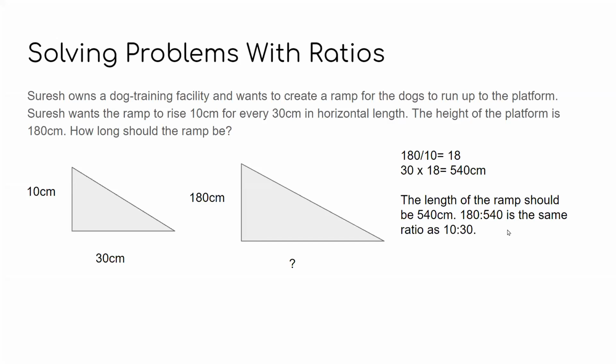Here we have more solving problems with ratios. Suresh owns a dog training facility and wants to create a ramp for the dogs to push up the platform. He wants the ramp to rise 10 centimeters for every 30 centimeters of horizontal length, and the height of the platform is 180 centimeters. So how long should the ramp be? We already have the answer up here, but if anyone wants to try it on their own, then go ahead. I'll give you 2 minutes here.